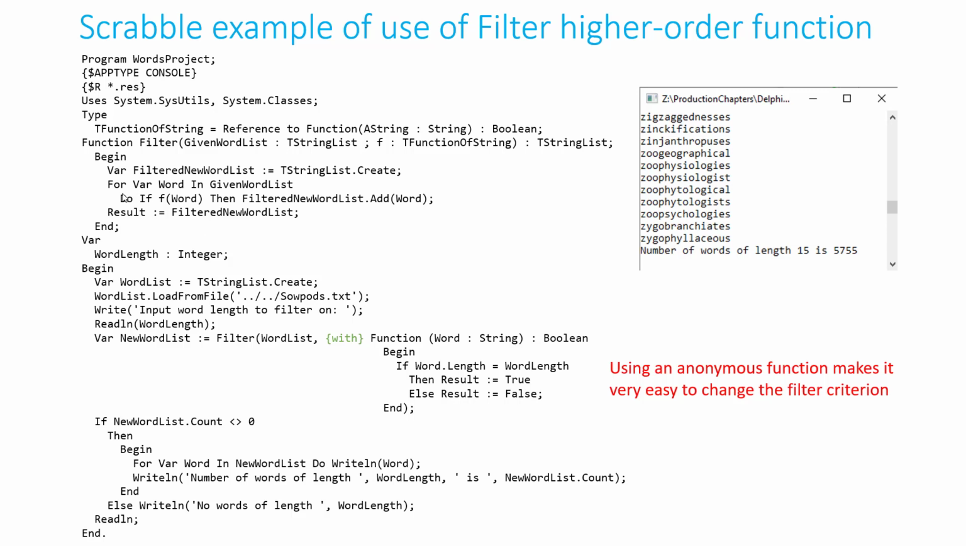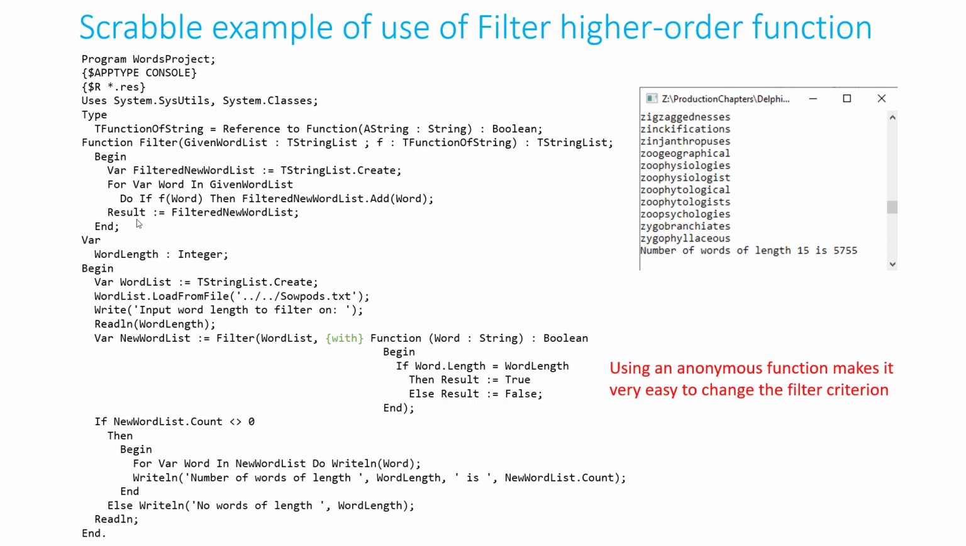And then we iterate with another inline inferred type variable word over the given word list, which is the first argument of the filter function. And we're going to test the word to see if it meets the criterion or not. If it does, then this will return true, and then we can add the word that we just tested to a new list called the filtered new word list, which we just created here.